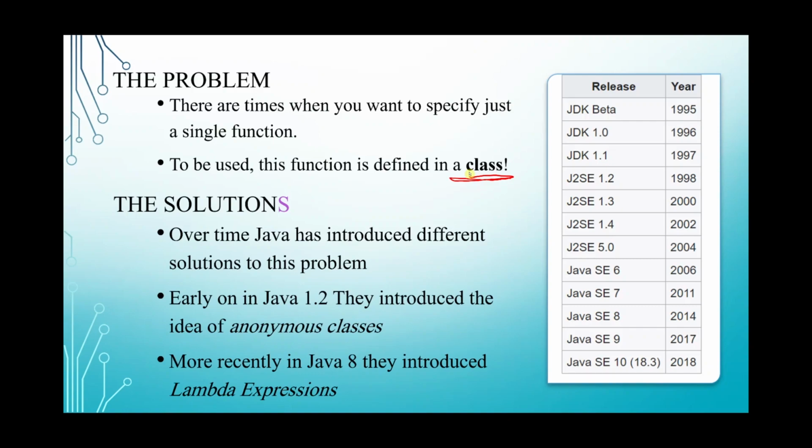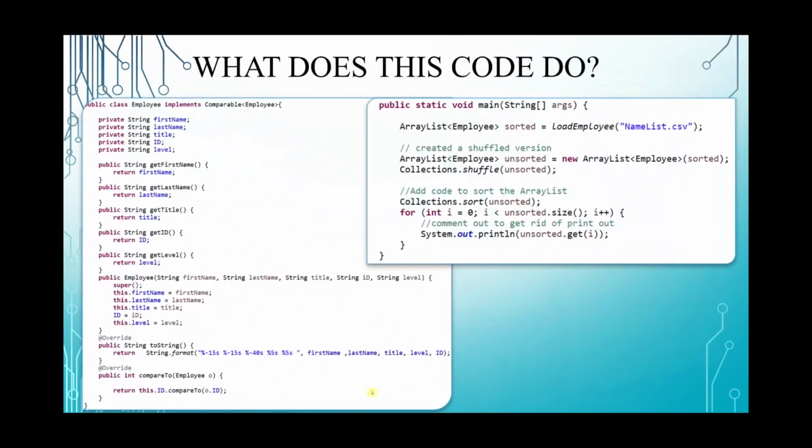Early in Java 1.2, they introduced the anonymous classes concept. More recently in Java 8, they introduced Lambda expressions. So we are going to start going gradually from the anonymous classes until we end up with Lambda expressions, and we will see what is the difference and how easy it gets when you have the Lambda expressions in your hand. So let's take a look at this class.